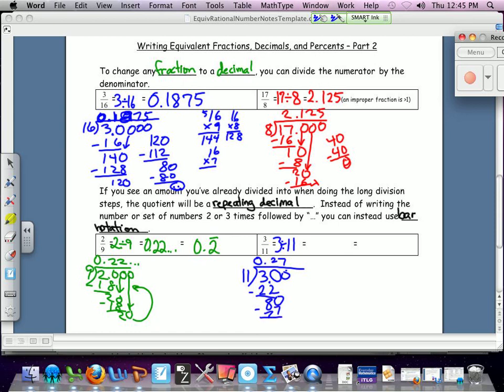And we subtract. What do we get when we do 80 minus 77? 3.